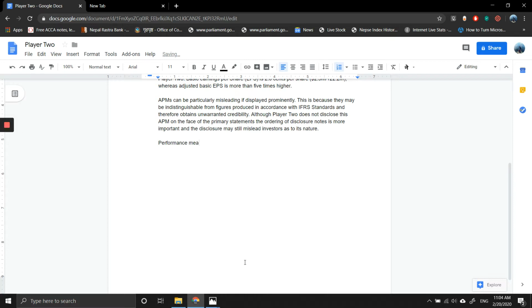Performance measures that use figures prepared in accordance with IFRS standards are more likely to be comparable with other entities.